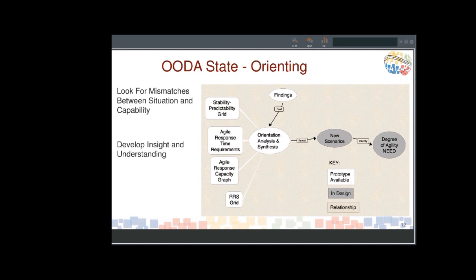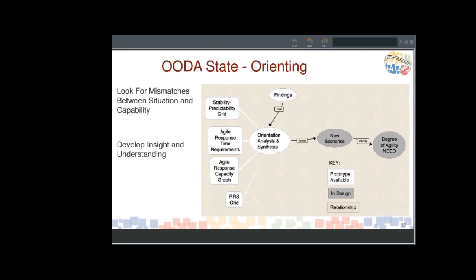Okay. What comes out of that could be new development scenarios, new processes, or improvements to what they do. But at the end of the day, they need to understand what degree of agility they need and where they ought to be targeting. And that's really it.